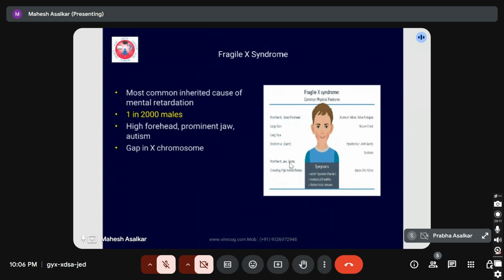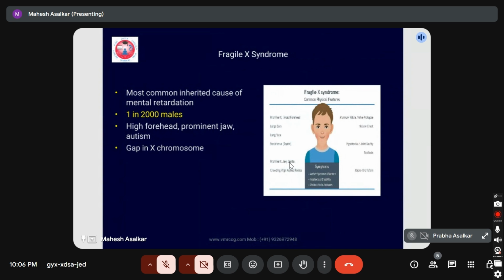The next is Fragile X syndrome. Most common inherited cause of mental retardation. Incidence is around 1 in 2000 males. High forehead, prominent jaw, autism, gap in X chromosome. The features are prominent and broad forehead, large ears, long face, and strabismus, squint.